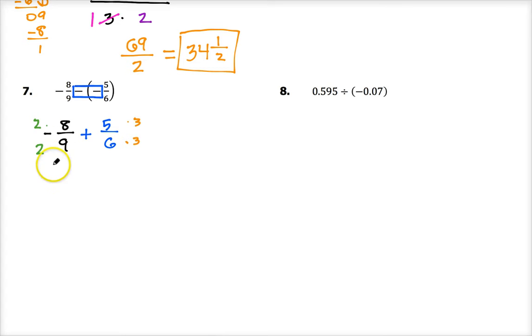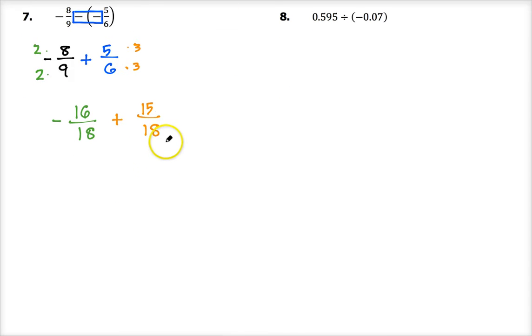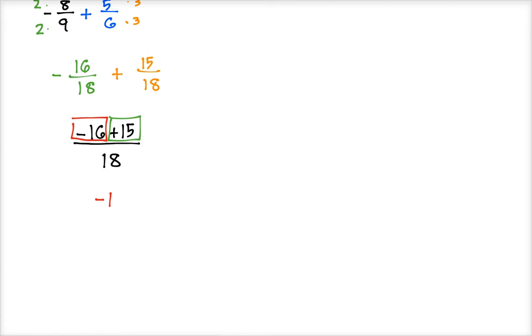So my first fraction is going to become negative 16 over 18. Again, remember to keep that negative sign. The second fraction, we're adding 15 over 18. So this problem becomes negative 16 plus 15 all over 18. Negative 16 plus 15 gives us negative 1 in the numerator. So it's negative 1 over 18, or we could just write that as negative 1/18.